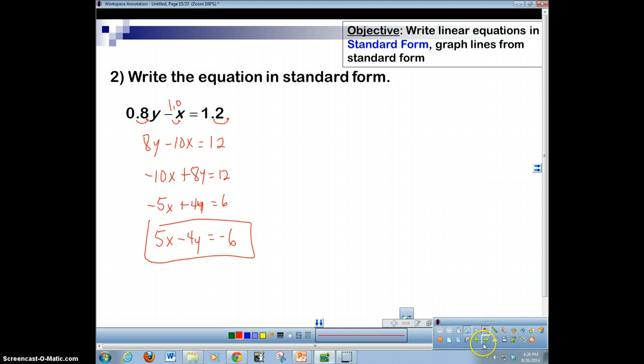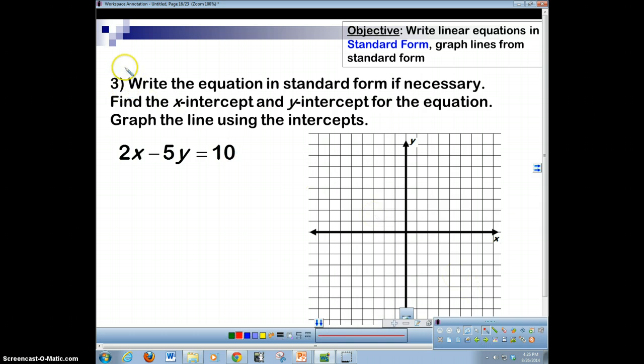All right, let's take a look at another one here. All the rest of them are going to be graphing, and these are the same directions for all of them. So we're going to turn it into standard form, and then we're going to find the x-intercept and the y-intercept. We're going to plot those 2 points and graph the line. Okay, so this is already in standard form.